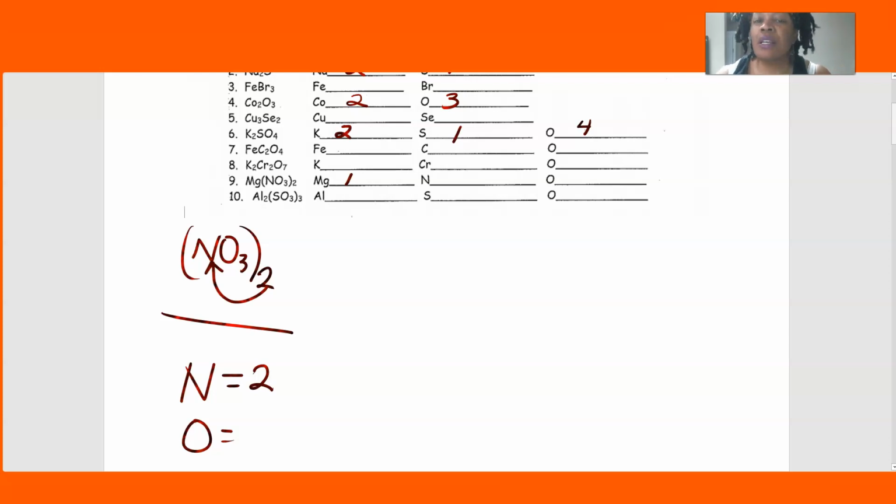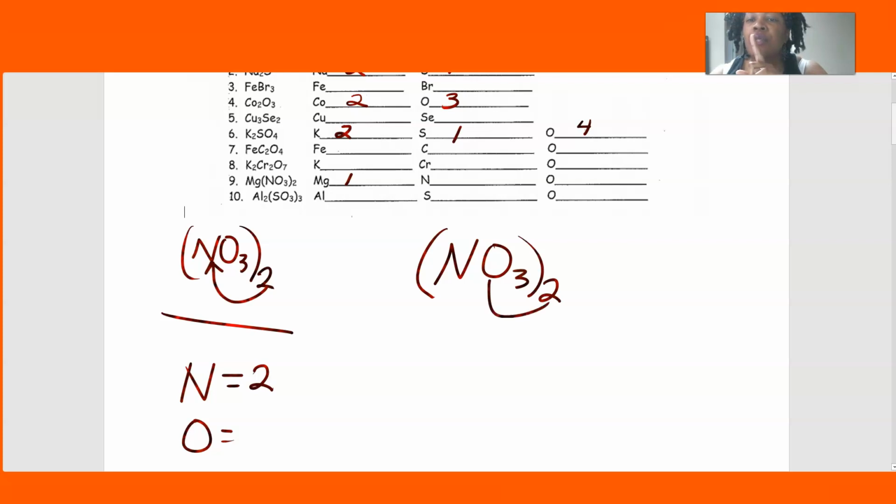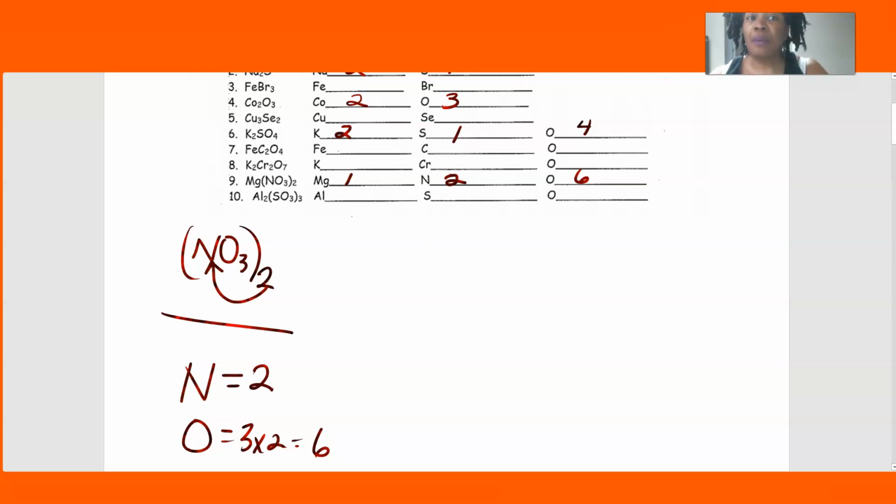Remember, if you don't see a subscript on the end, that just simply means 1, okay? But because of that parentheses, you're going to say 2 times every subscript inside that parentheses. So for oxygen, you have 3 times 2 to give you 6. So when we go back up here to our number 9 problem, we're going to put that we have 2 nitrogens and 6 oxygens. Okay, you got that? All right, good. Now let's go ahead and look at the next problem. Number 10.